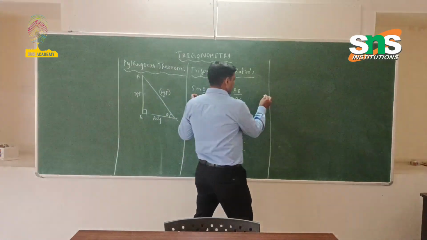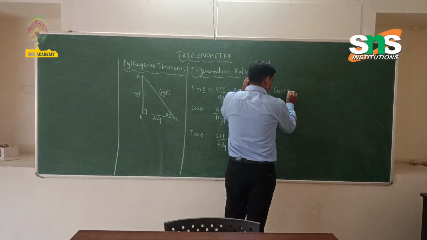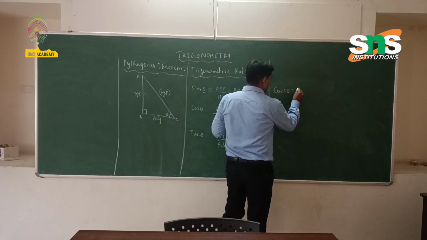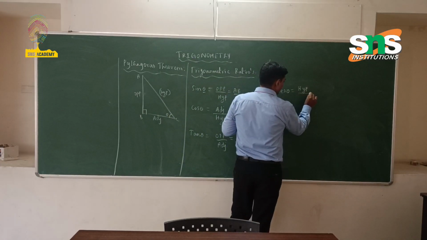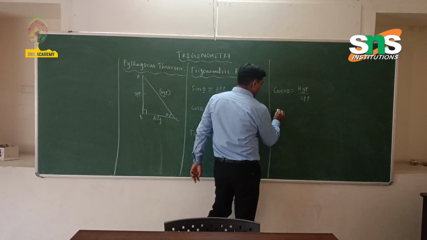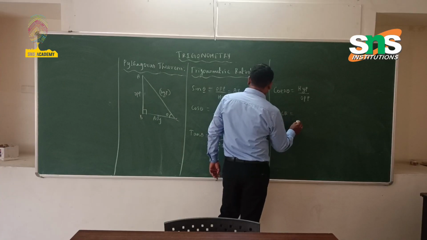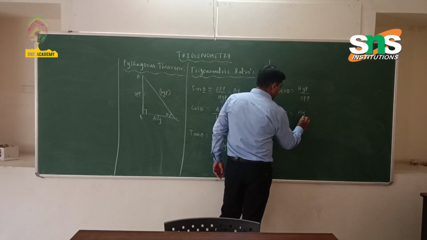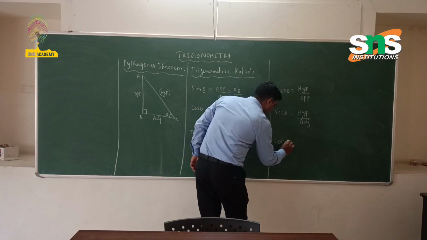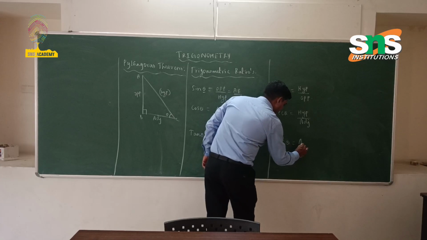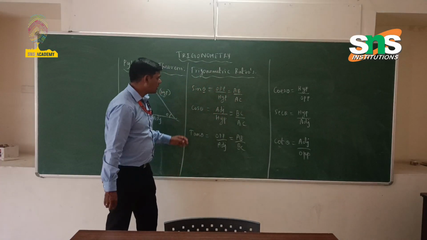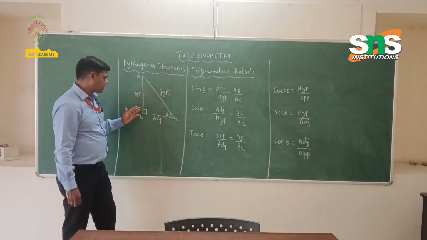If you know these three trigonometry ratios, the remaining ones you can write from them. The reciprocal of sin is cosecant theta, which is hypotenuse divided by opposite. For cos, the reciprocal is secant theta, which is hypotenuse by adjacent. And then cot theta is equal to adjacent by opposite. These are the 6 trigonometry ratios we are going to discuss in this chapter.